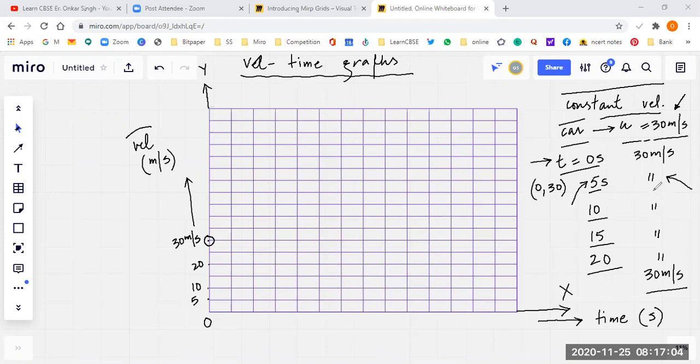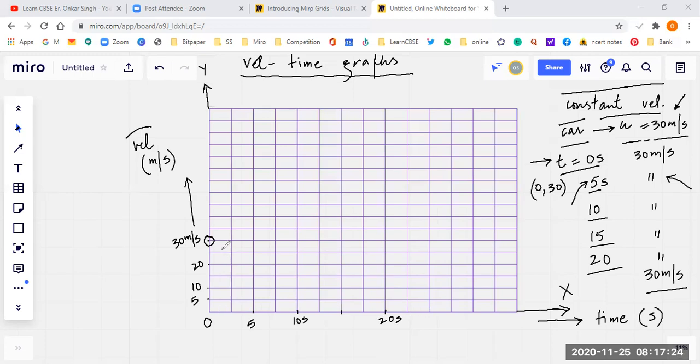30 meter per second. So now I will take the time also. So time, let's say, this is 5 seconds, this is 10 seconds, then 15, and this is 20 seconds.